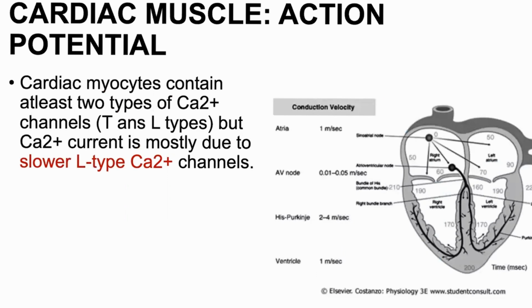Cardiac myocytes contain 2 types of calcium channel. You have the T and L type, but the calcium current is mostly due to the slower type of calcium. And I guess that's why you have the plateau stage. This is just showing the conduction velocity from the atria, the AV node, the His-Purkinje, and the ventricle.